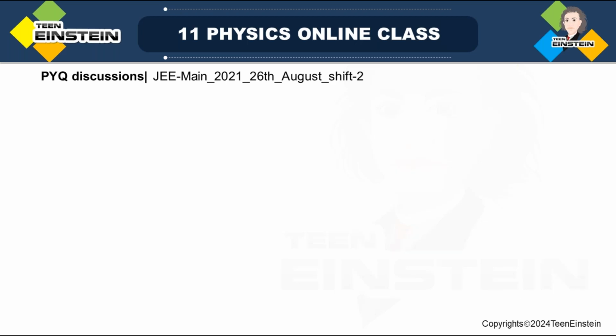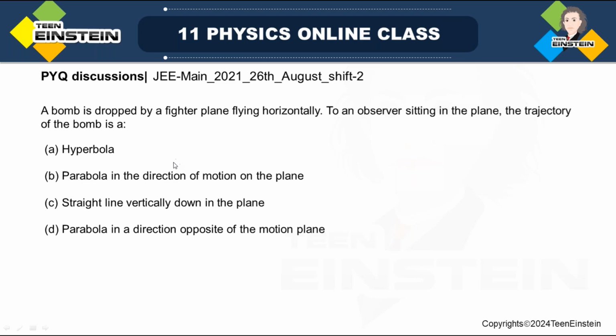All right, so let us go for this question. This question says a bomb is dropped by a fighter plane flying horizontally. To an observer sitting in the plane, the trajectory of the bomb is: a hyperbola, a parabola, a straight line vertically downward in the plane, or a parabola in a direction opposite to the motion.